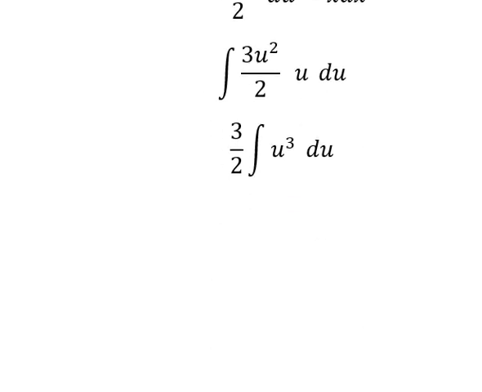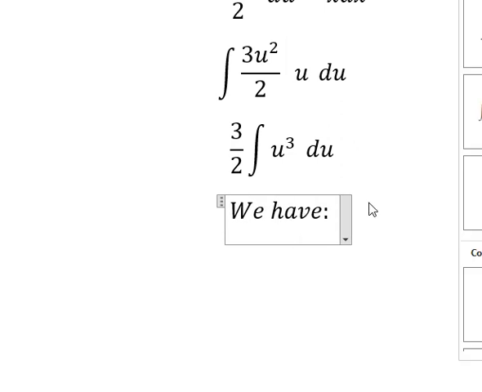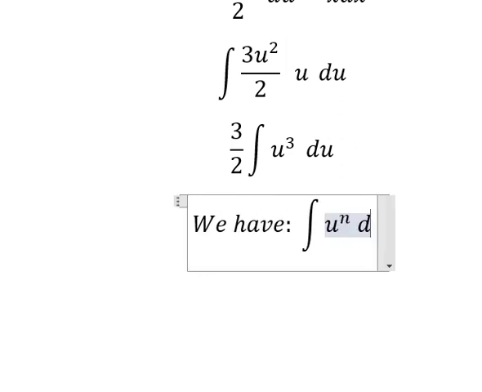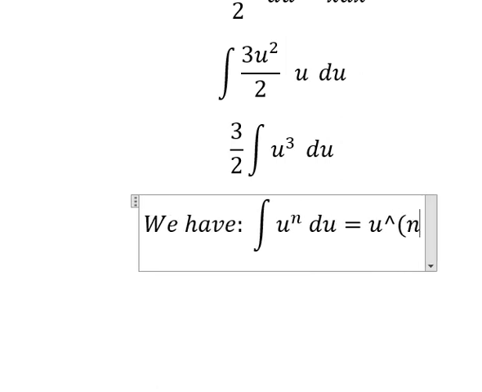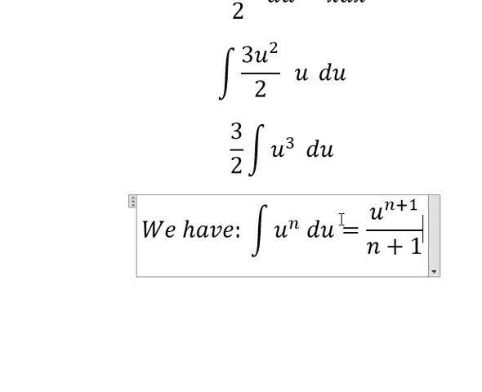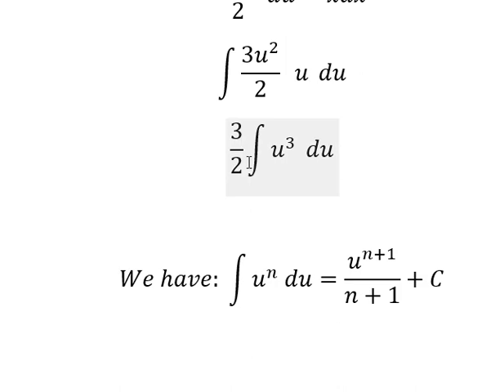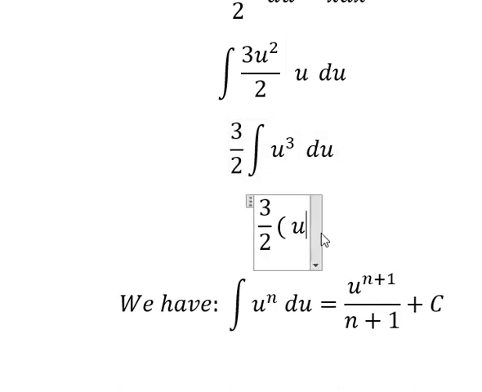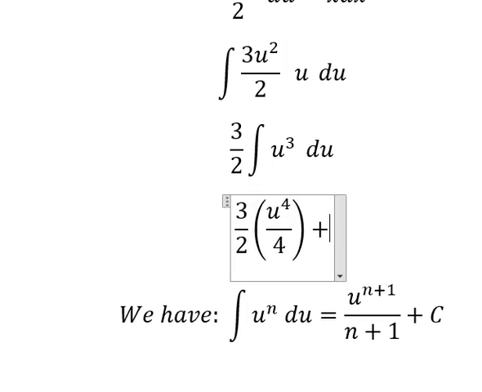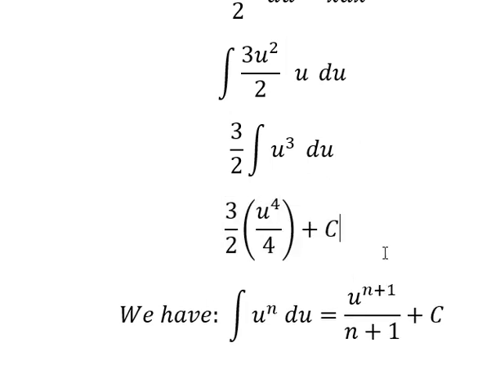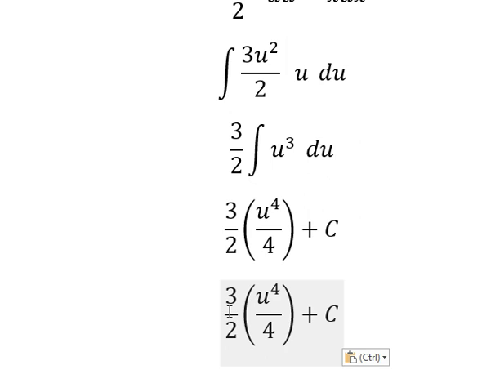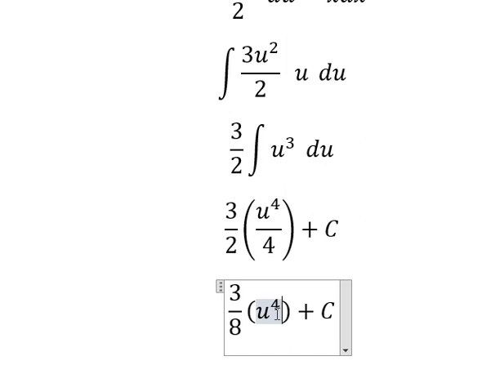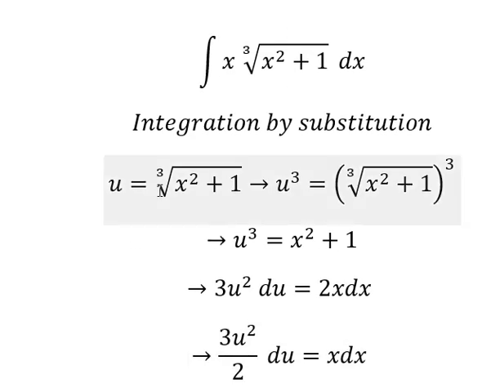Now we have the formula in here. The integration of u to the power of 3 in here, we have u to the power of 4 over 4, and I will put plus C. Number 2 and number 4, we have number 8. And u is this one.